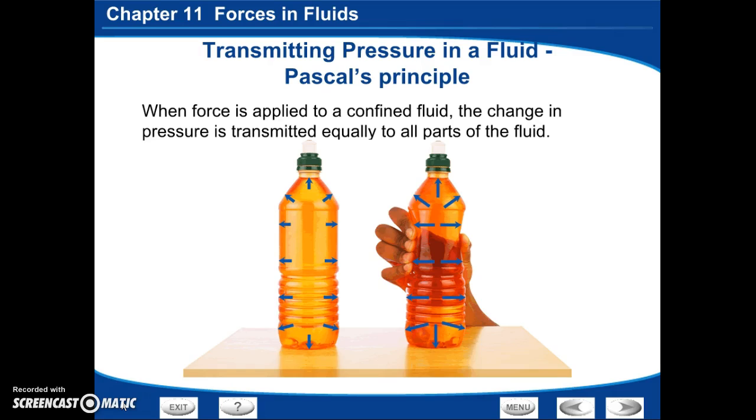Think of it like squeezing a balloon as well. When you squeeze one part of the balloon, it just doesn't go in one direction. It exerts that fluid, the air, in all directions.